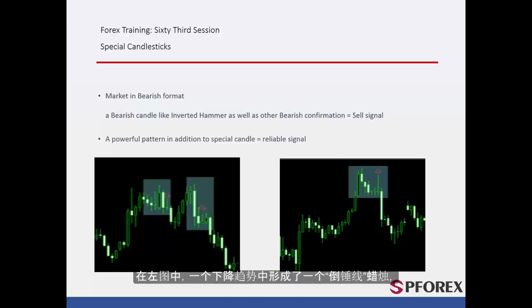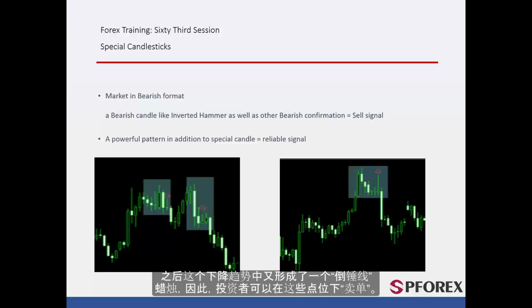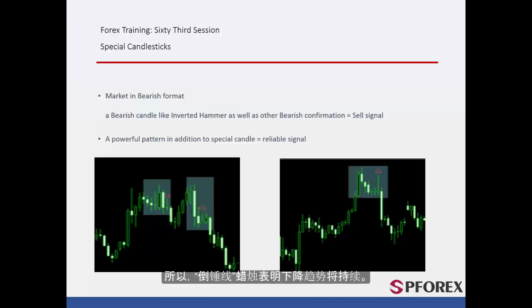On the left graph, an inverted hammer has formed on a downward trend. Another inverted hammer on this downtrend has formed. Thus, a trader could place a sell order on these spots. On the right graph, an inverted hammer has formed on a downward trend, followed by a continuous decline. So, the inverted hammer generates continual signals on a downward trend.